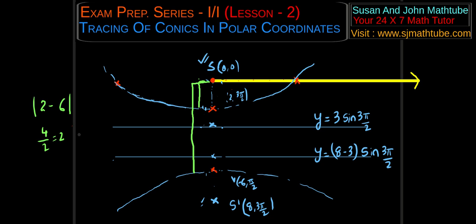That means I know that my center will be 2 units from this vertex. So I go 1, 2 and this is my center. And if I measure from here, this is 2 and again 2. So the center is 4 in the direction of 3 pi by 2. That's it. So you learn how to plot a hyperbola.